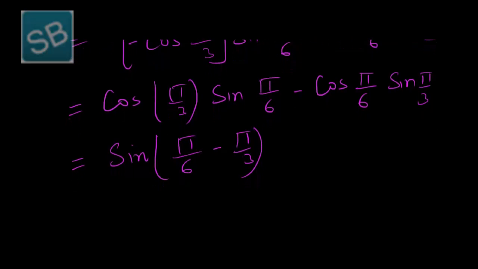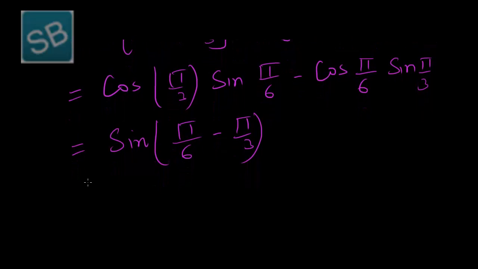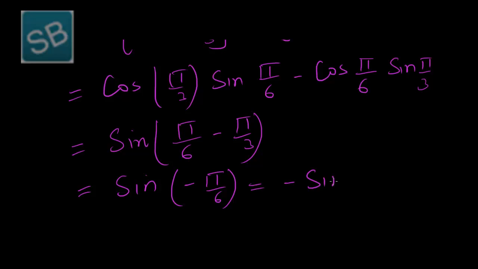So we get sin of minus pi by 6. Sin of minus theta is minus sin theta. So sin pi by 6 is the value of sin 30 degree, so it is half. So it is minus half. So the result is minus half.